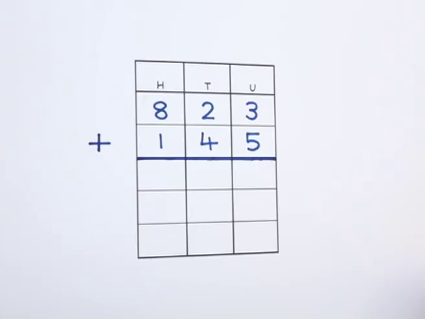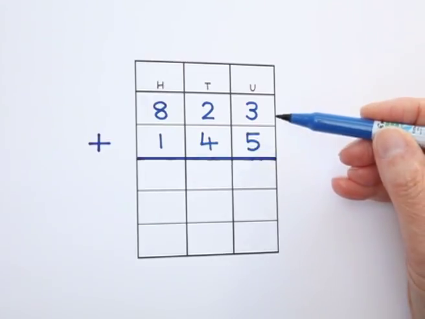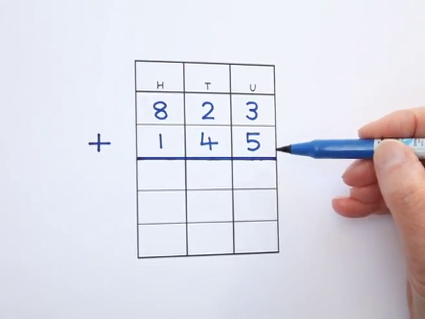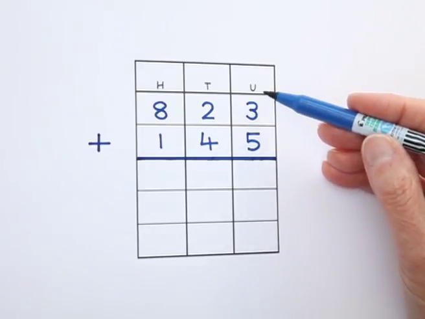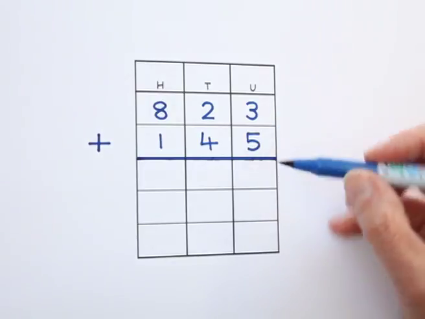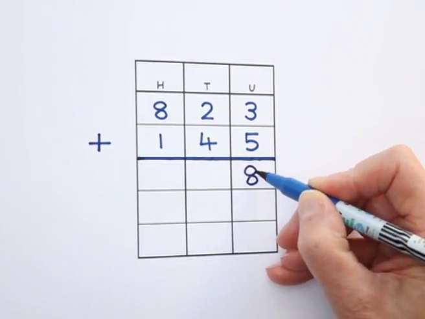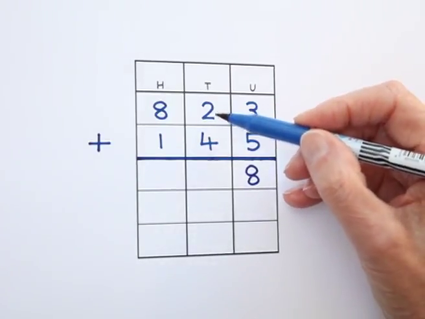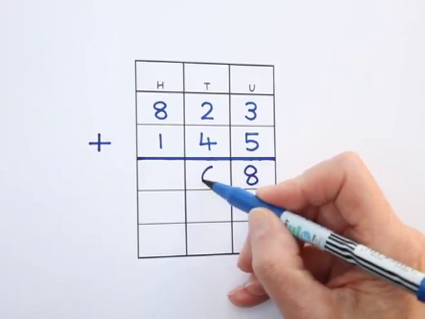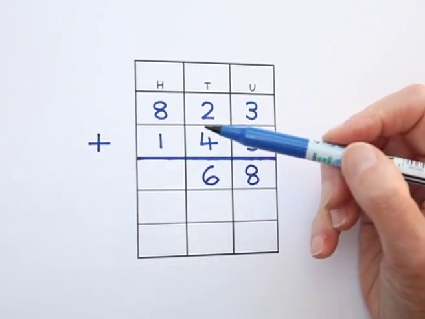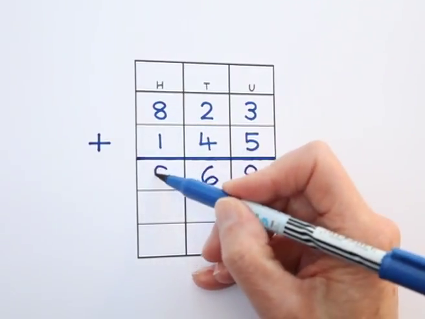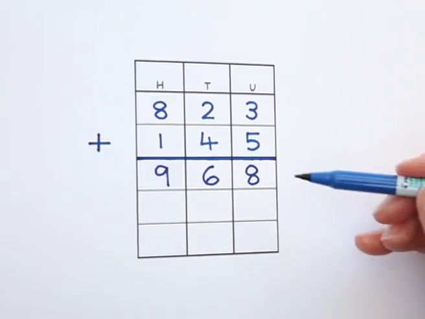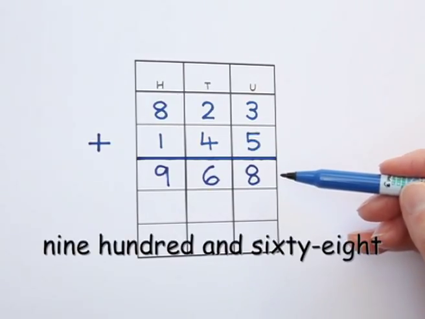For 3-digit numbers, using the hundreds column, adding works in the same way. Here's 823 plus 145. Starting, as always for adding, in the units column, 3 add 5 is 8. Now in the tens column, 2 add 4 is 6. And lastly for this sum, the hundreds column, 8 plus 1 is 9. So the answer is 968.